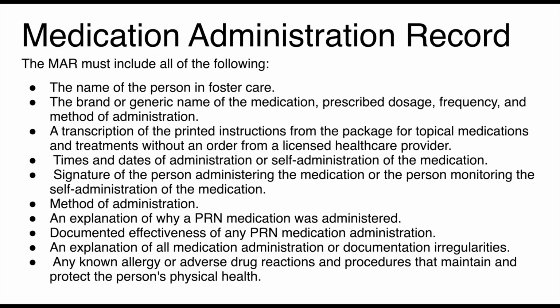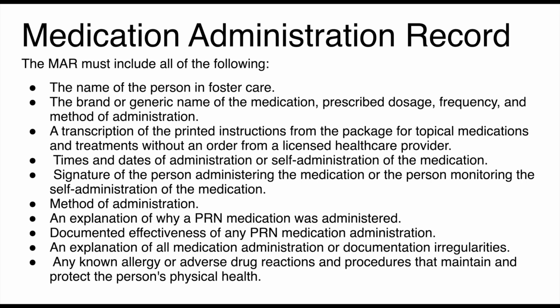The medical administration record, which is talked about more in depth in another training, must include the following information. It must have the name of the person who is in foster care, the name of the individual, the brand or generic name of the medication, the prescribed dosage, the frequency and method of administration, a transcription of the printed instructions from the package for topical medications and treatments without an order from a licensed healthcare provider, times and dates of administration or self-administration of the medications, such as 8 a.m., noon, 8 p.m., and the signature of the person administering the medication or the person monitoring the self-administration of the medication.